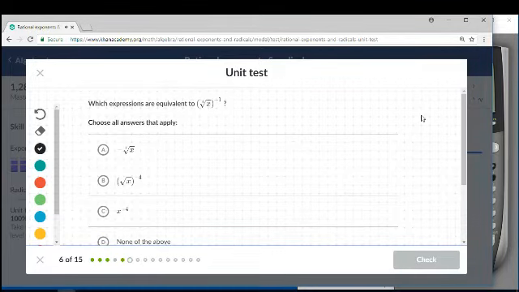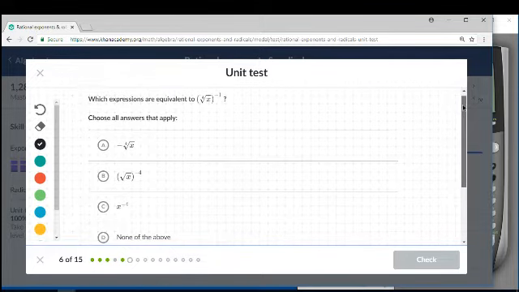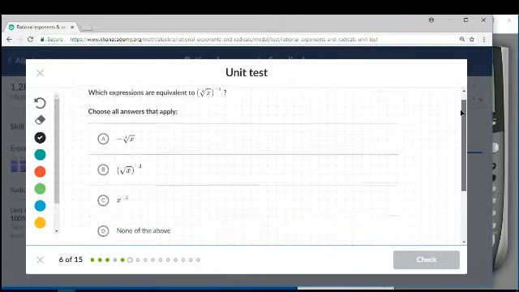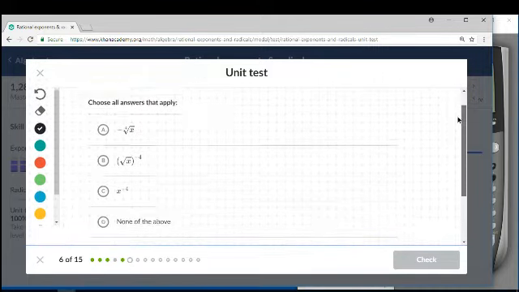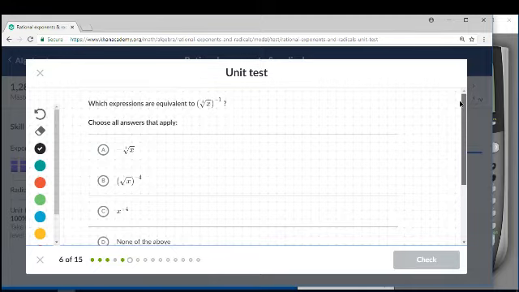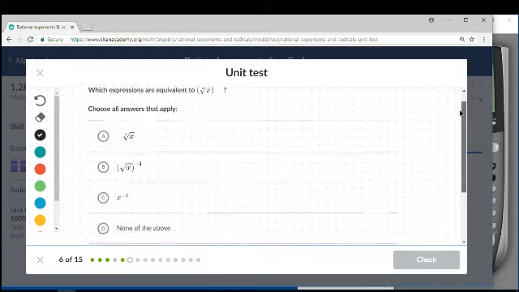All right. It's going to be 1 over x to the 1/4, or 1 over the 4th root of x.